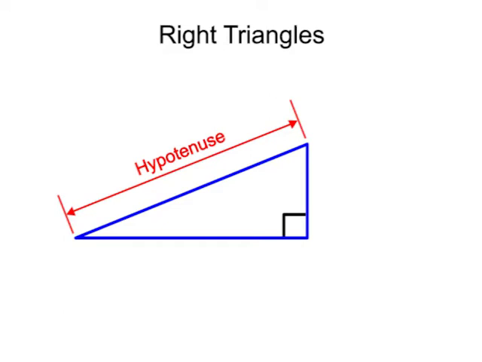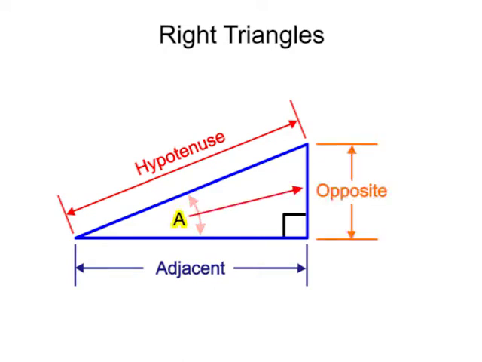The term adjacent identifies the side next to the angle that's not the hypotenuse. The term opposite identifies the side across from the angle. The terms opposite and adjacent can apply to different sides of the triangle depending upon the angle in question.